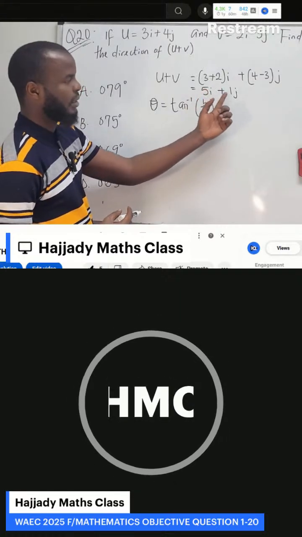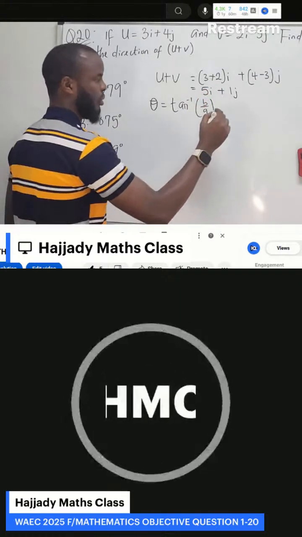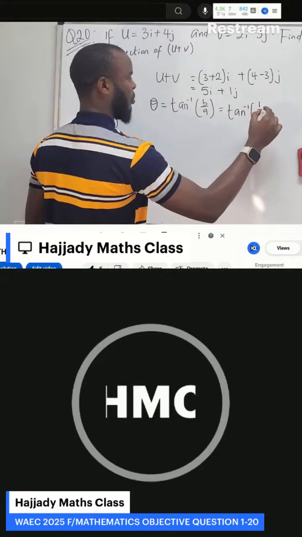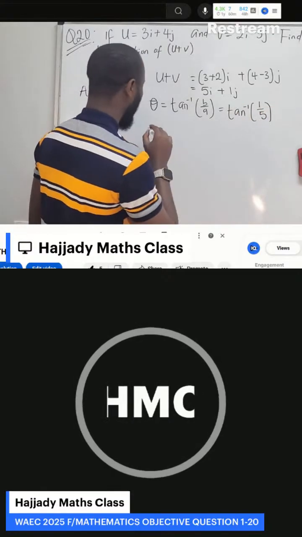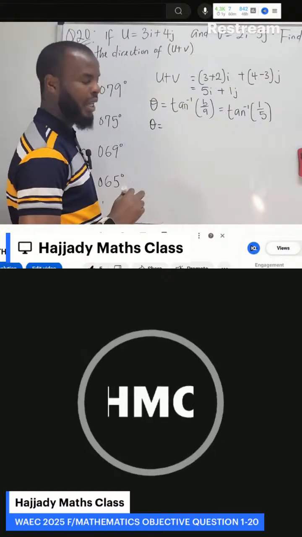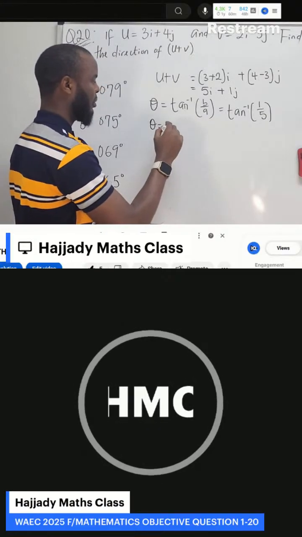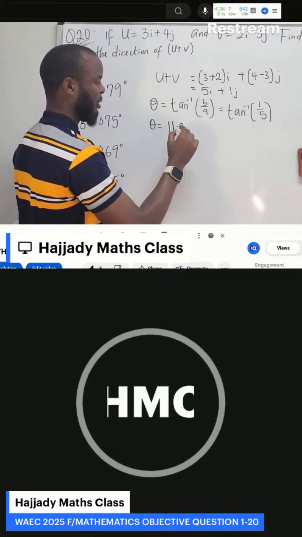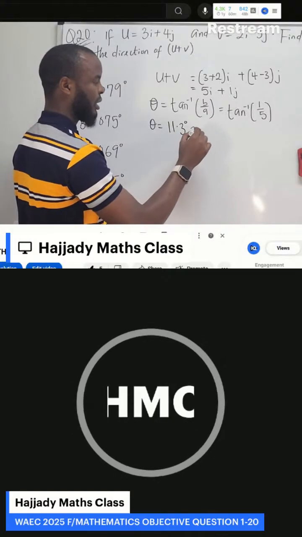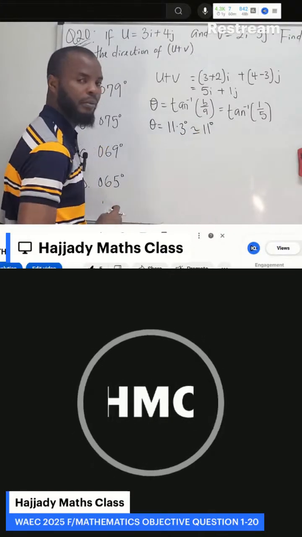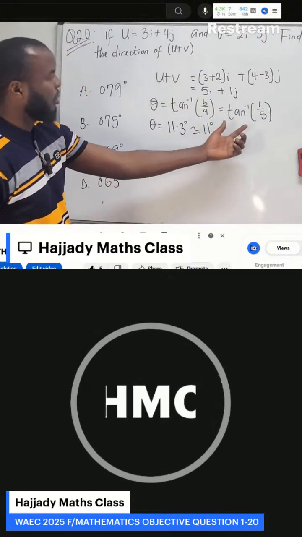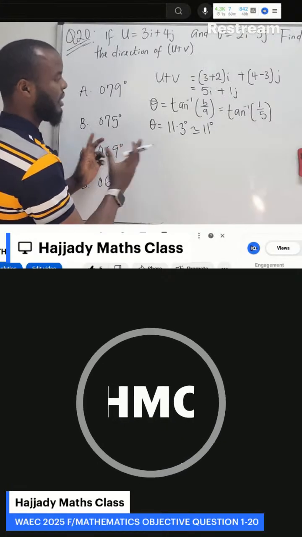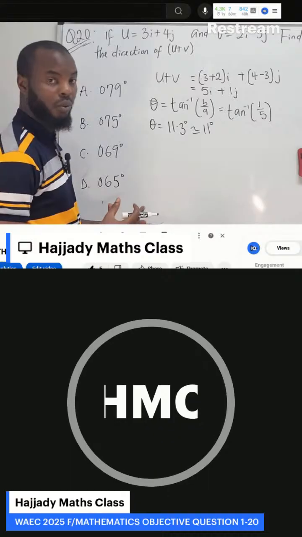So this is going to be my a, this is going to be my b. So that is tan inverse of 1 over 5. Using my calculator, the tan inverse of 1 over 5 should be equivalent to 11.3 degrees, or approximately 11 degrees. Now, looking at the options given to us here, you can see that none of the options is the same thing as 11 degrees. Then what do we do?